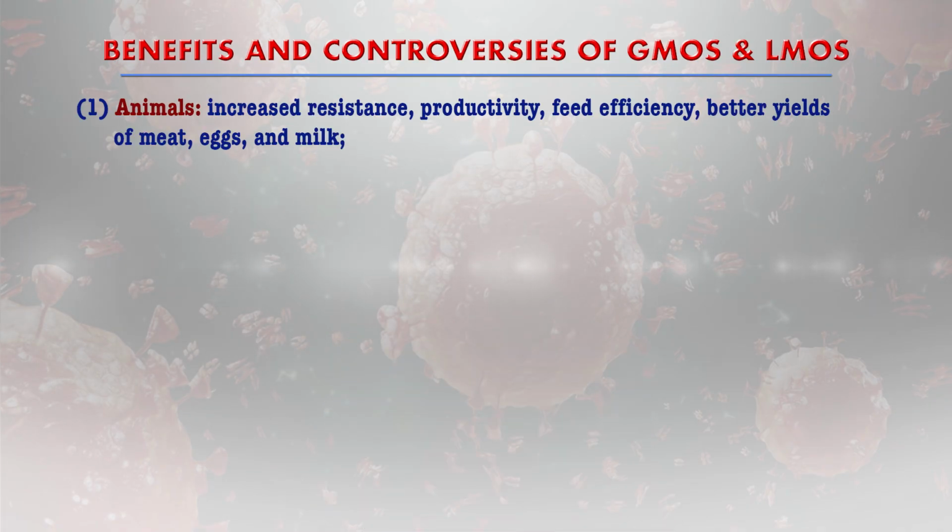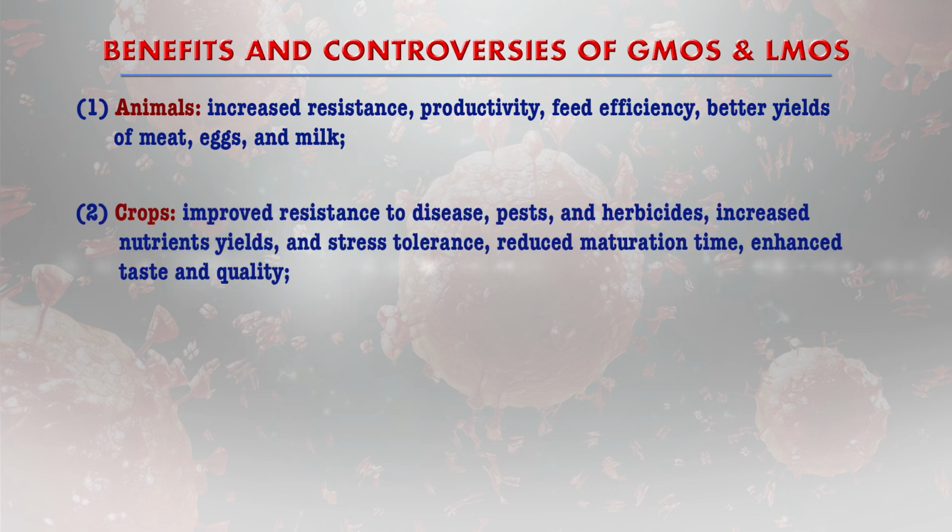Now in the animals, if we see the benefits associated with GMOs, they provide increased resistance, increased productivity, better feed efficiency, and better yield of meat, eggs and also milk. Now in the crops, we find there is improved resistance to disease, pests and herbicides.